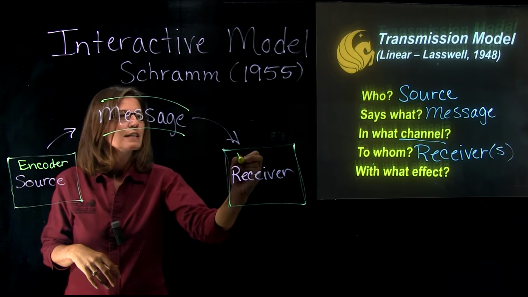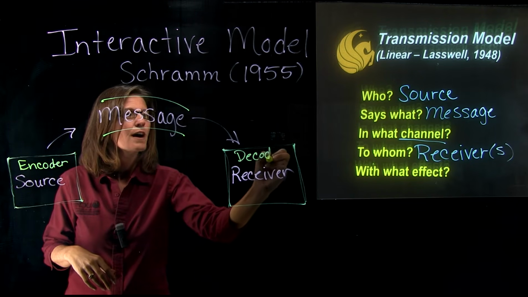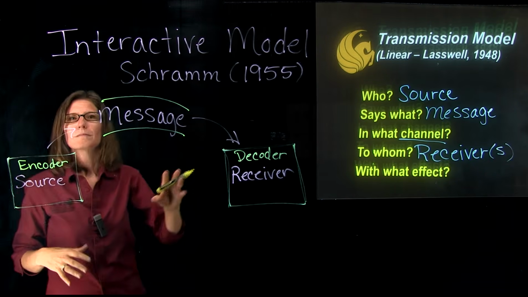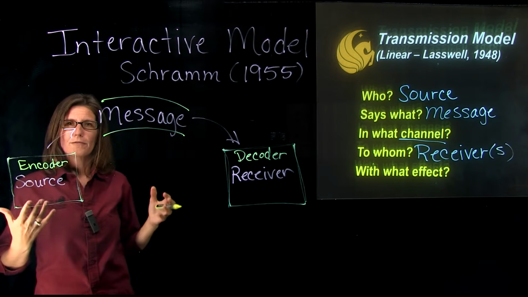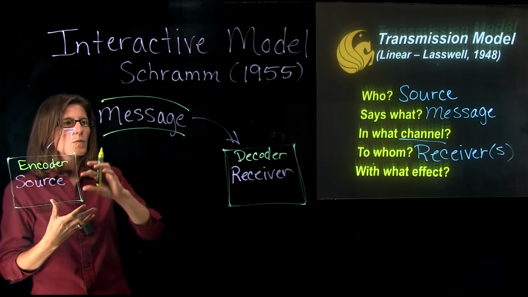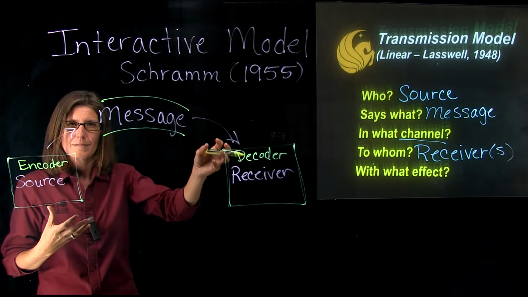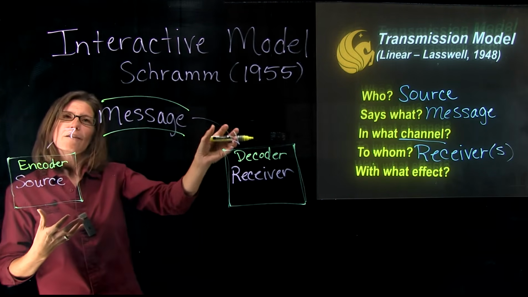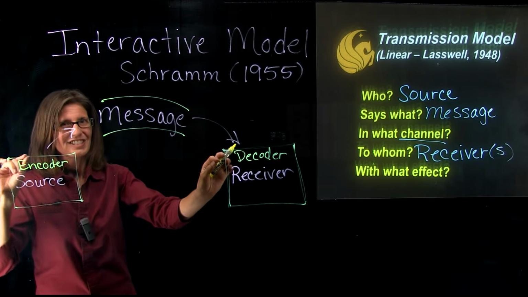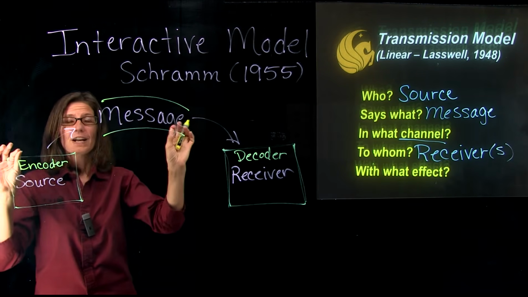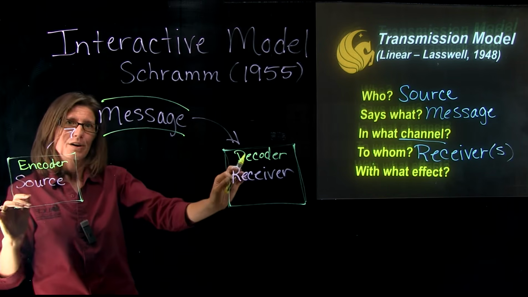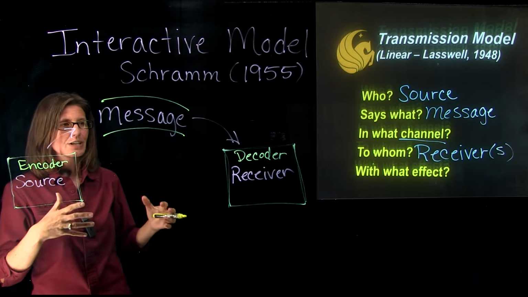The receiver then decodes the message, and so this is new as well. So we have encoding and decoding of the message. When the receiver decodes the message, they do so based on their own frame of reference, their own experiences, their history, and when they're decoding the message, they're interpreting that message in a very specific way, which may be very different than the way that the source intended it to be. That's key to how we think about communication nowadays. So the receiver is an active part of communication in this particular model.